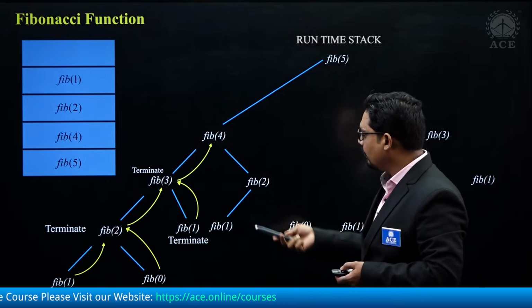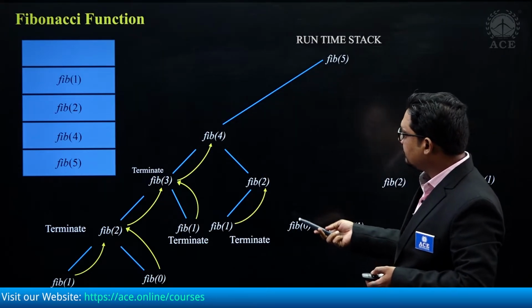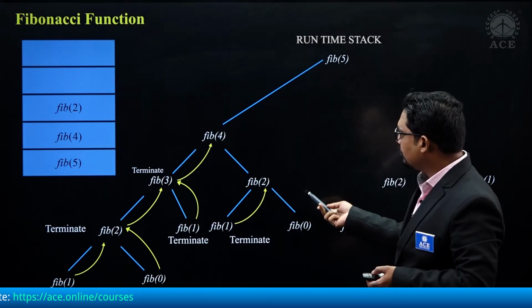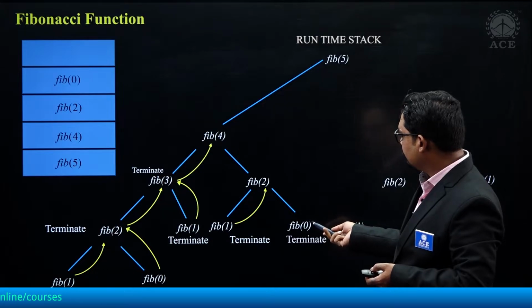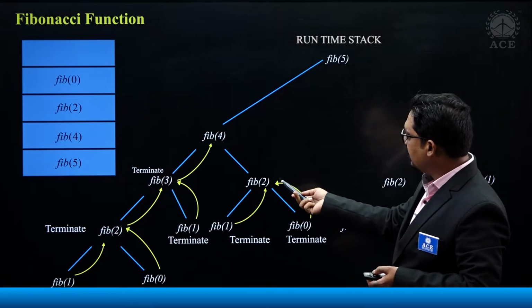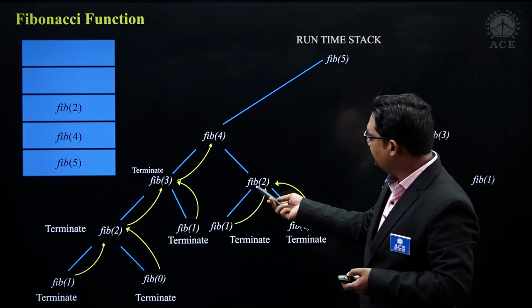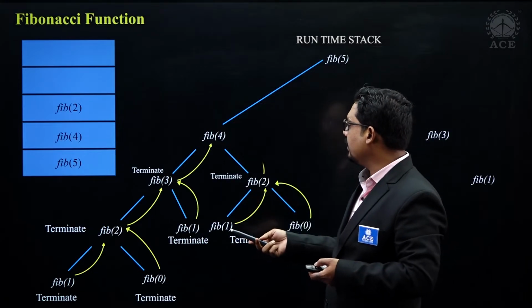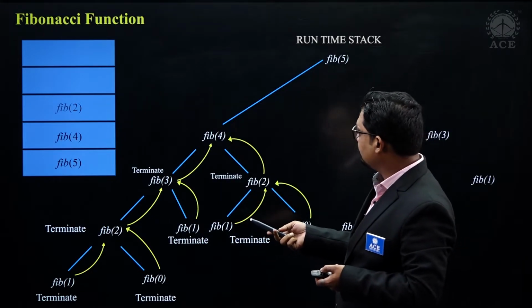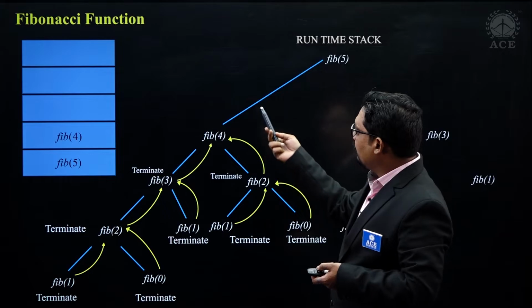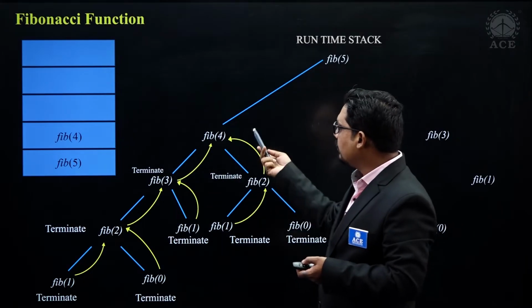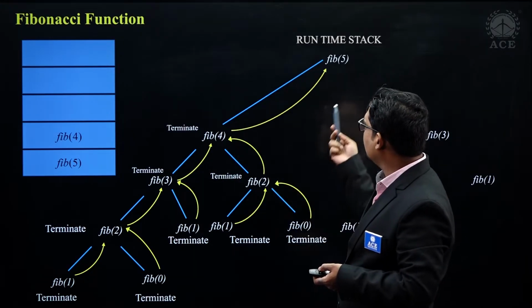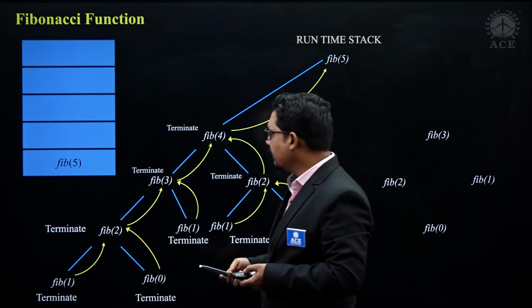fib1 will terminate and come back, 0 will terminate and come back. Finally 0 will be terminated, fib2 will now terminate and return will be into the fib4 function. Now fib4 is having both the values, it is going to terminate, and then finally control will return to fib5 and the activation will be gone.